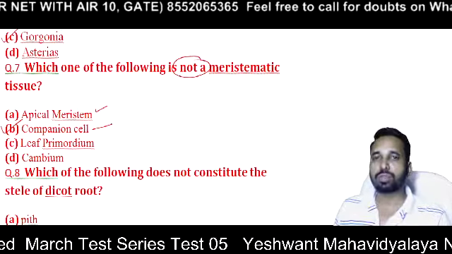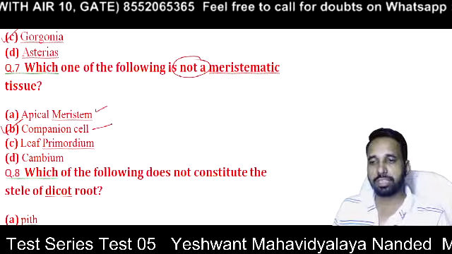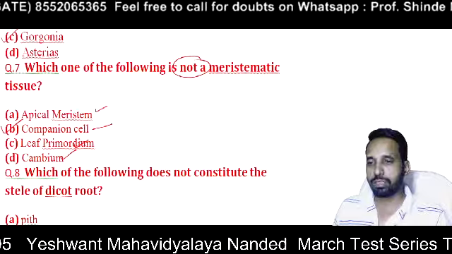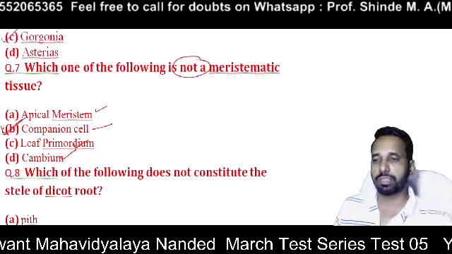Leaf primordium, it grows, so meristem must be there. And cambium, obviously it is the lateral meristem. So all these are the meristem. Only companion cell is there, which is non-meristematic.